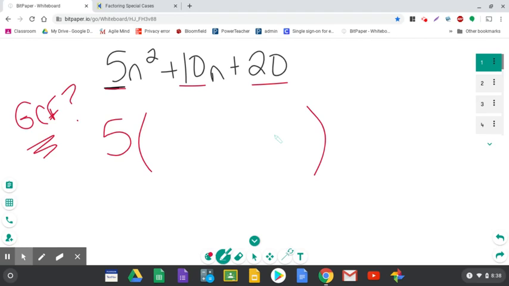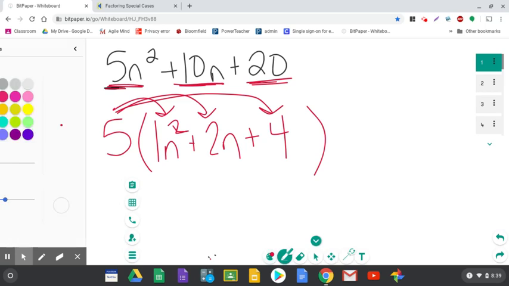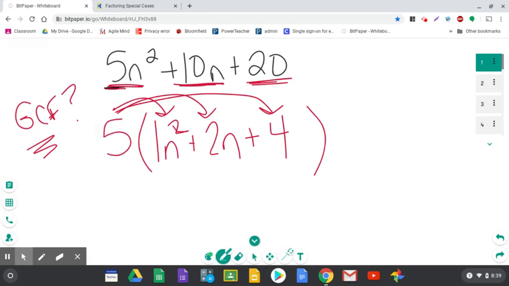All right, so let's see what would be left inside. 5 times what would give me 5n squared? Well, 1 n squared, or just n squared. 5 times what would give me 10n? 5 times 2n. And then 5 times what would give me 20? 5 times 4. So GCF should always be your first step. Then you look inside at the remaining trinomial and see if you can still keep breaking that down, right?